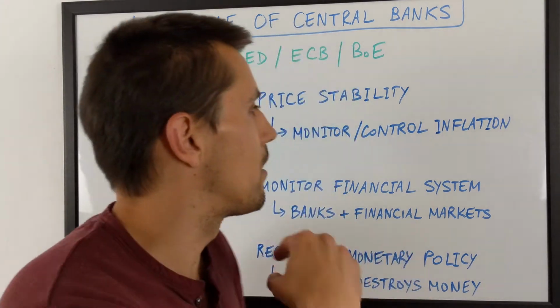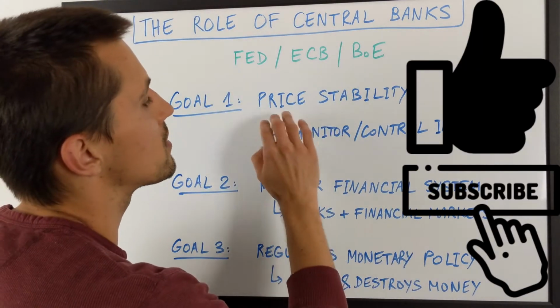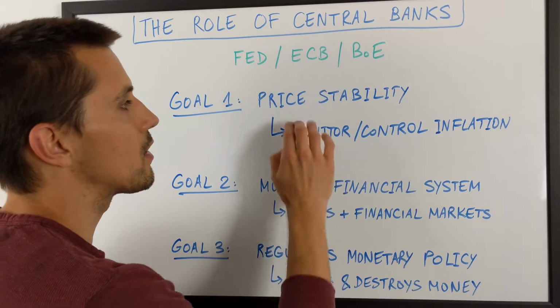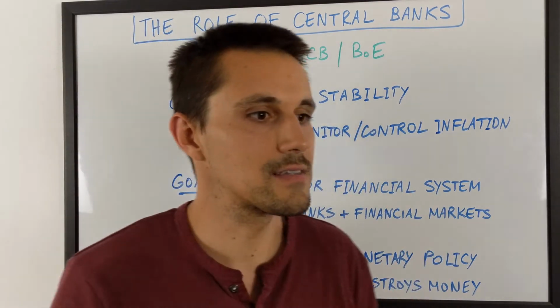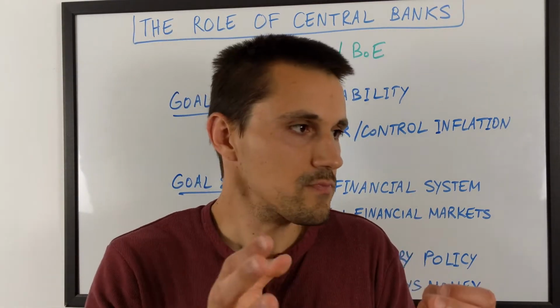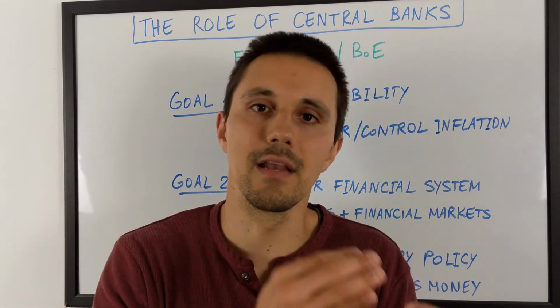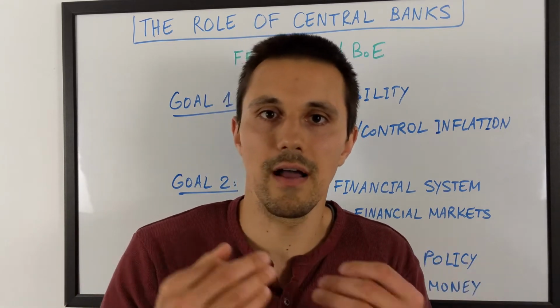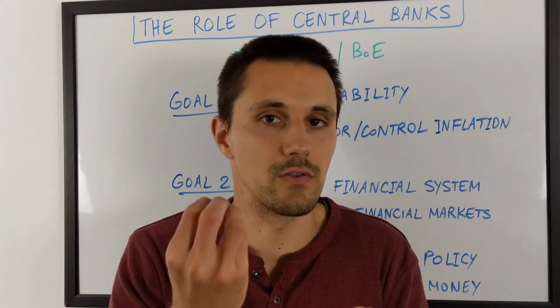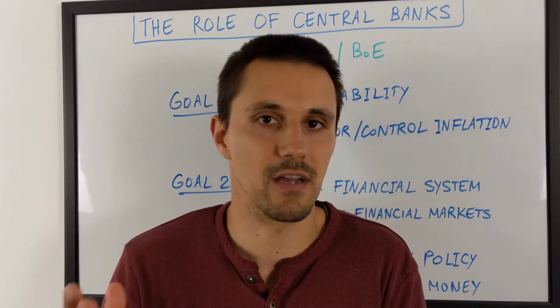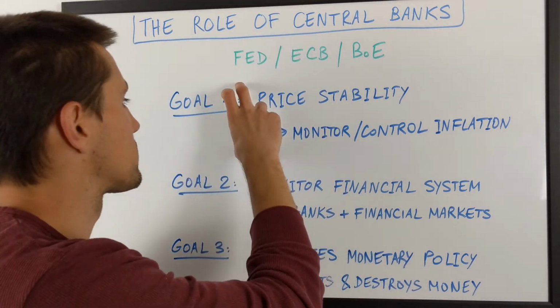Usually in the Western world, the goal is to have about 2% inflation, which is price stability in this case, because 2% inflation is good for growth. Below would be too slow, and above would be too strong inflation, which would damage the economy in the long term. So this is the first goal.